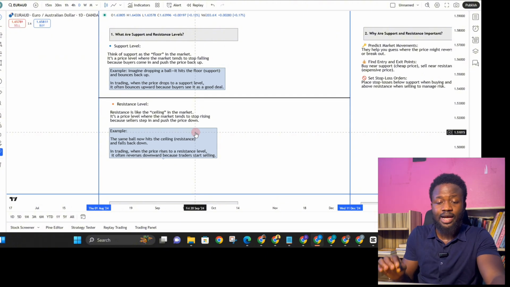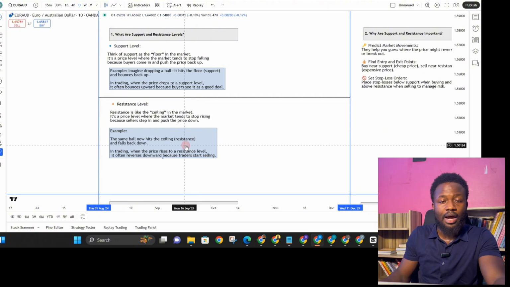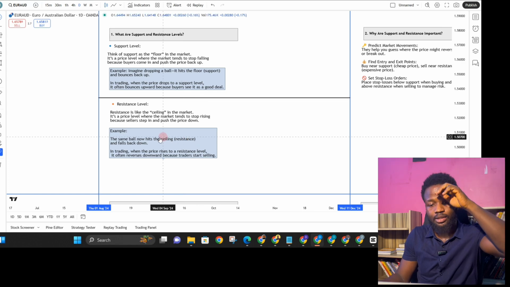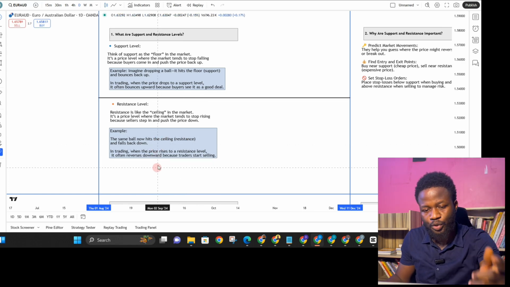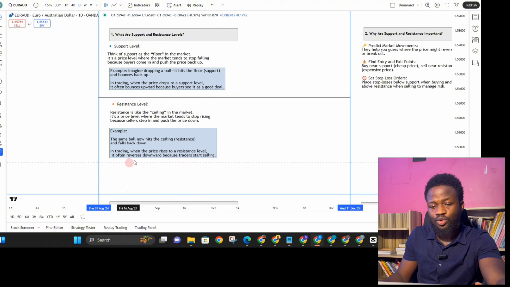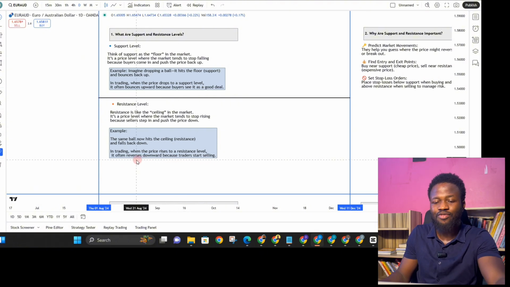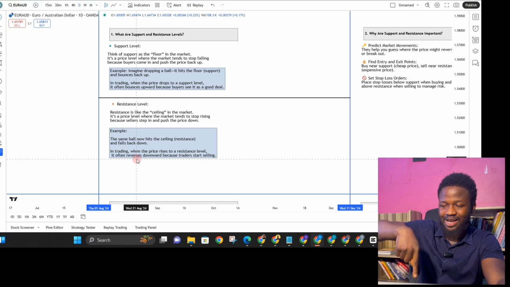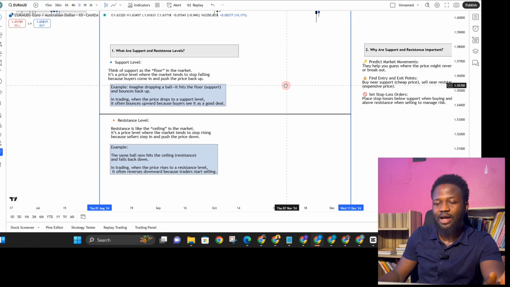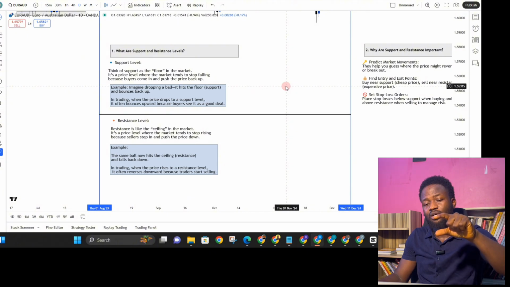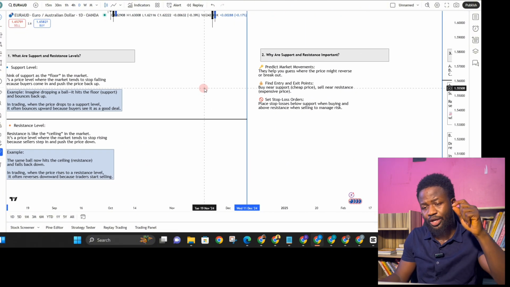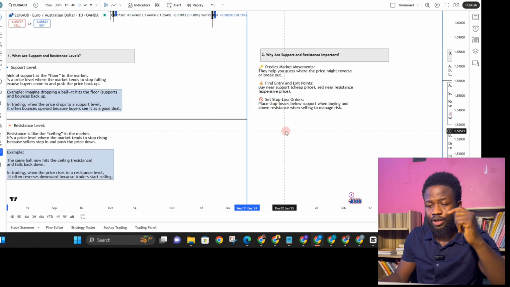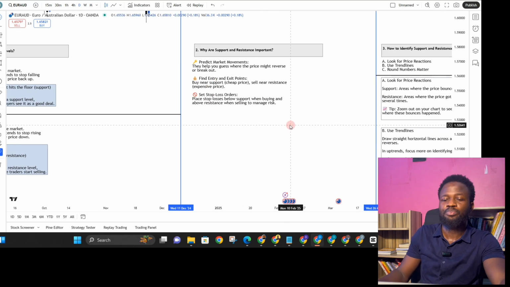This example is saying that the same ball now hits the ceiling resistance, and when it does that, what happens? It falls back down. So in trading, when the price rises to a resistance level, it often reverses downward because traders start selling. That is that on that. Remember, I'm going to have this transcript below this video, so you can also go there and read up in case you need that. Let's move on to number 2.